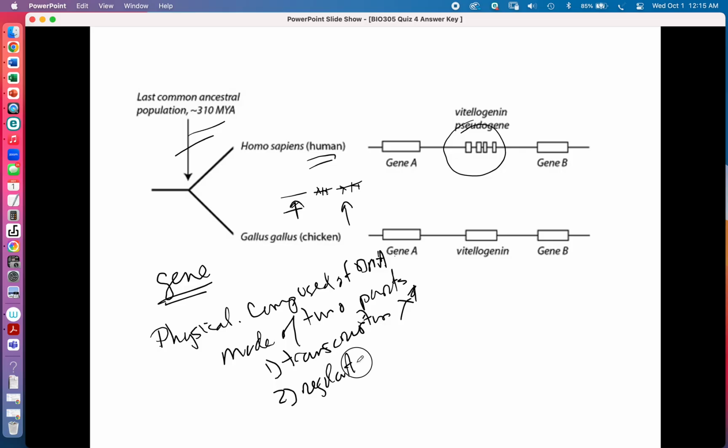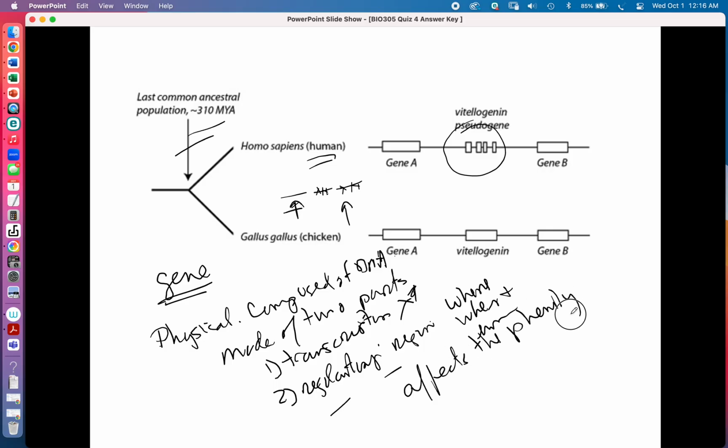Anytime we say regulatory region, we should be thinking about the promoter and enhancer, and we should be thinking about the fact that regulatory regions regulate where, when, and how much of a gene gets made. That's a really great definition for our course, but we also want to say that a gene affects the phenotype. That's because pseudogenes do not affect the phenotype. They're not real genes.